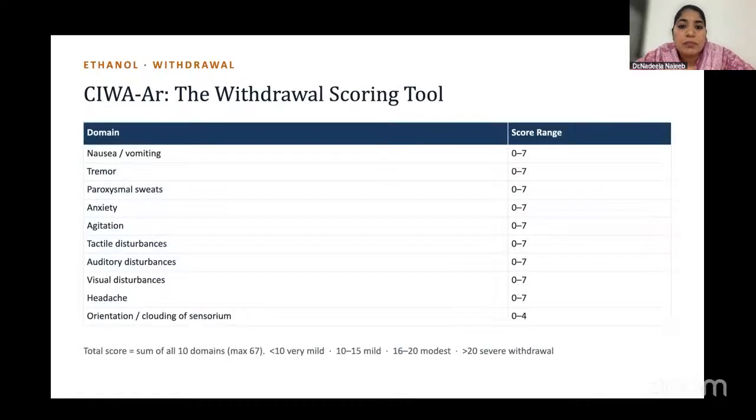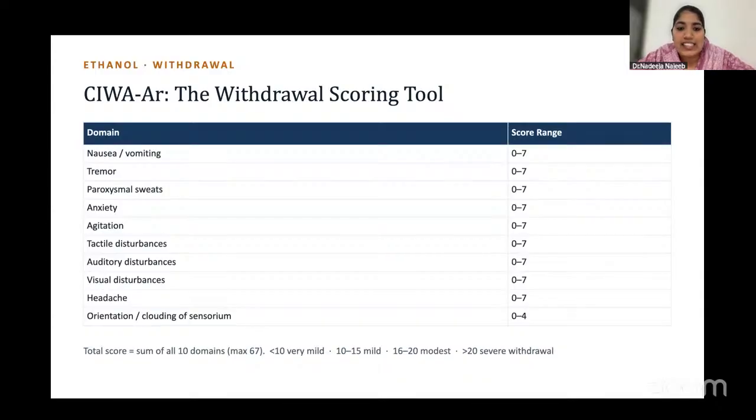The most important tool which would help you in grading the severity of alcohol withdrawal is the CIWA-Ar scoring. CIWA-Ar is the Clinical Institute Withdrawal Assessment of Alcohol, Revised score. You do not have to mug up the score. This is available in all your online platforms, all your online calculators. You just have to understand how this works. According to CIWA-Ar scoring, there are 10 domains of scoring. These 10 domains are scored according to their severity, and a total score is summed up.